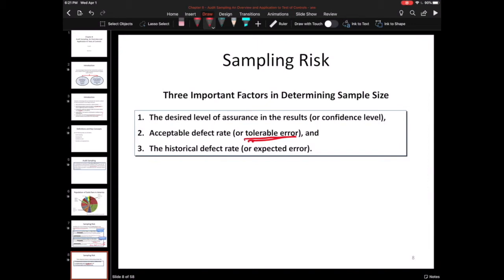And then we have the expected error rate, which is more like your historical error rate. So last year, how many times did this control fail, or what percentage of the time did this control fail?